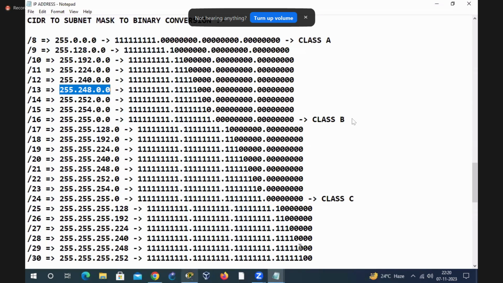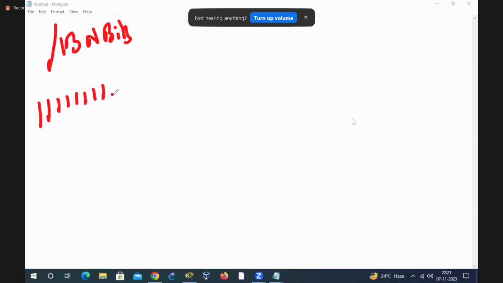13 means you need 13 network bits, right? So 13 network bits means you need to write 13 ones. So 1, 2, 3, 4, 5, 6, 7, 8, then 9, 10, 11, 12, 13, right? So that is your second octet, and this is your first octet, correct?